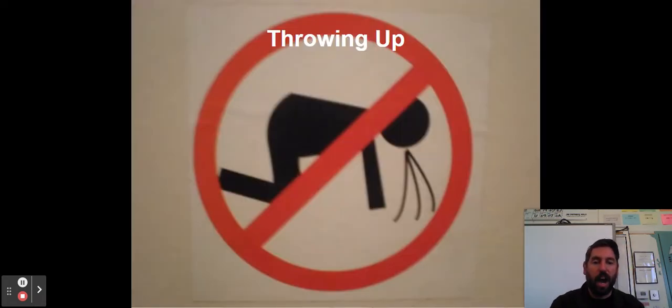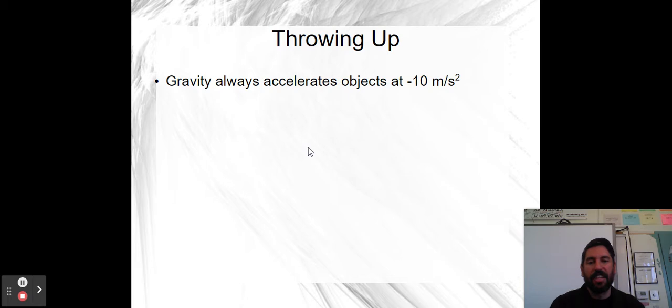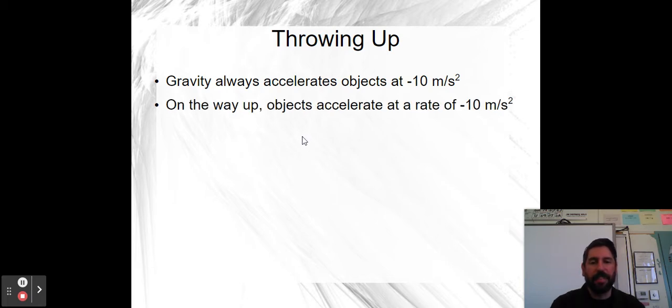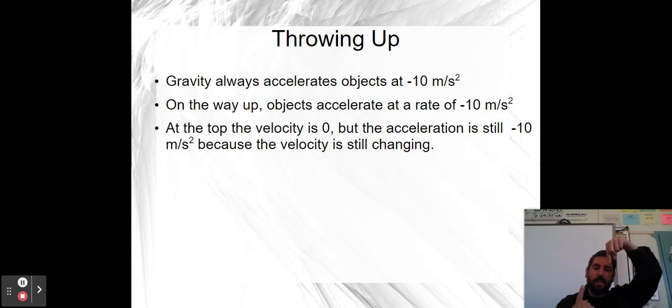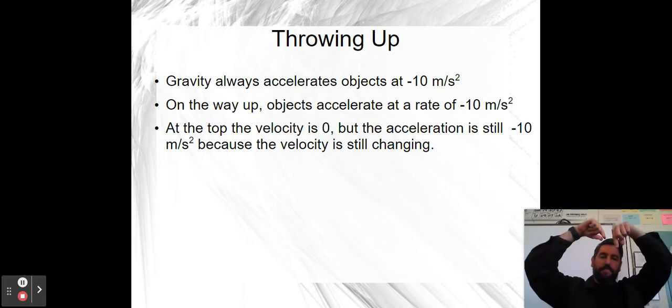All right, let's talk about throwing up. And I'm not talking about this throwing up, I'm talking about throwing an object up in the air instead of down. So if gravity always accelerates down at negative 10, when something is going up, it's decreasing by 10. So the velocity is decreasing by 10 as it goes up. At the top, the velocity is 0.